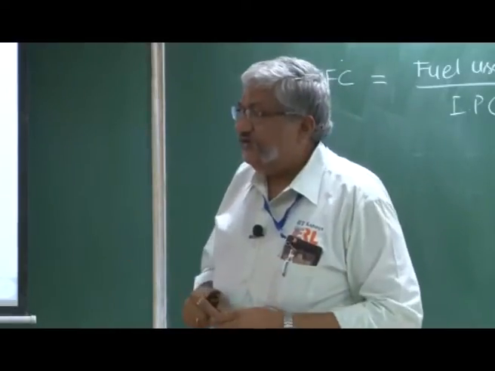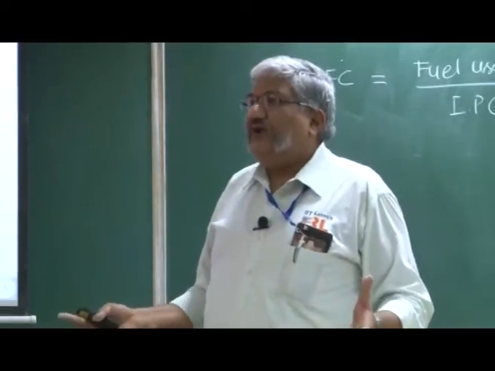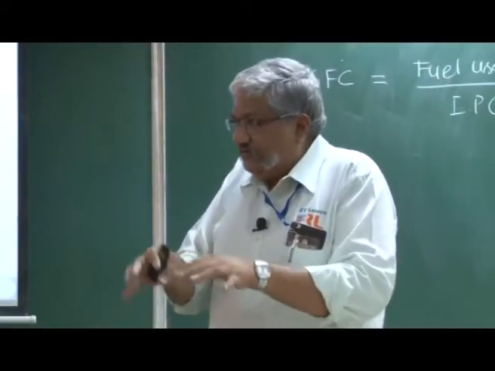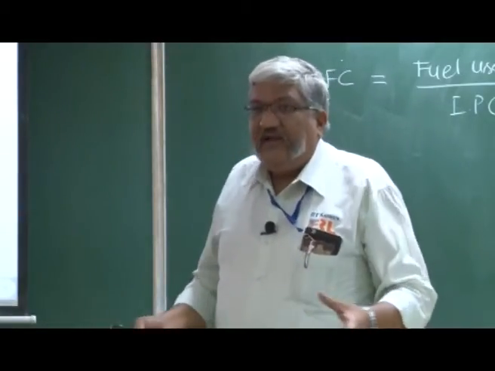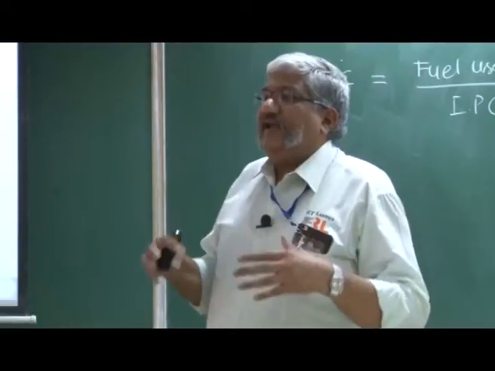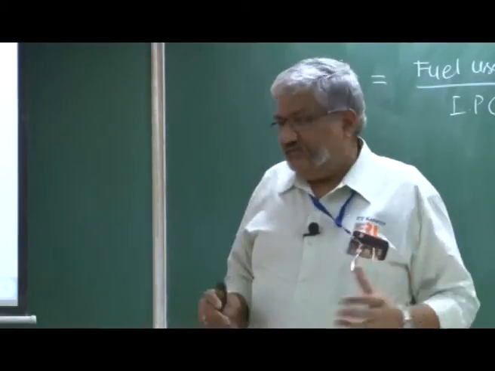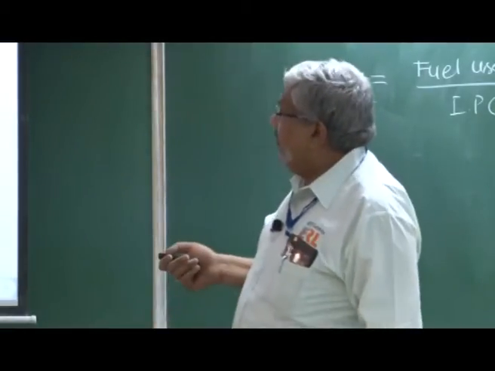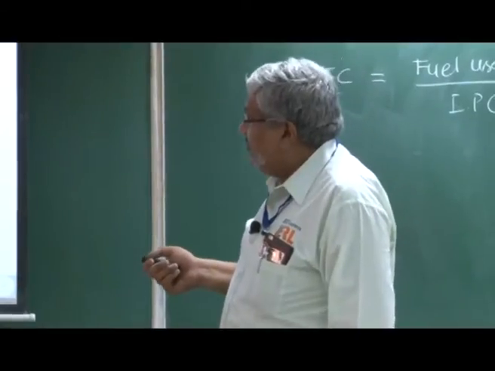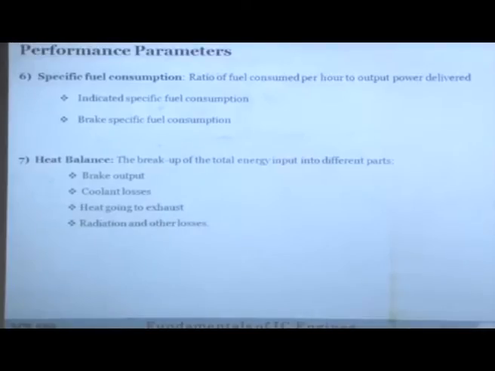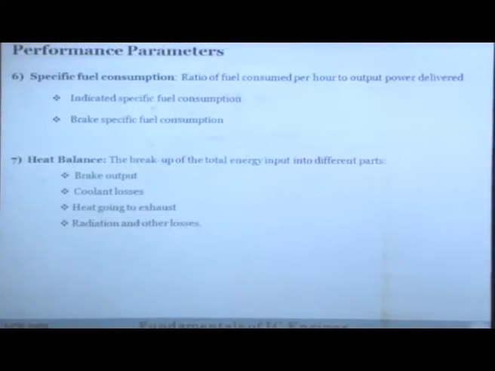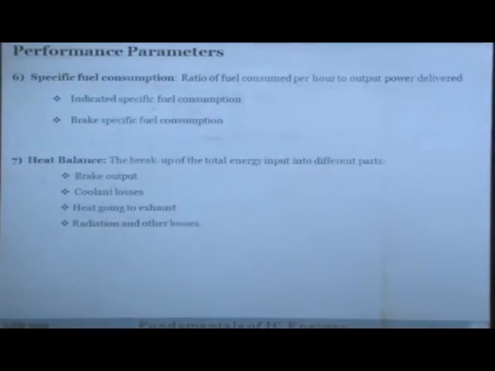You can't estimate it. So what you do is you account everything that you cannot account for very accurately and call that friction and unaccounted losses, and that's about 10 to 15% of the total. So there is a brake power output, there is a coolant loss, there is heat going to exhaust, there is friction and unaccounted losses, radiation losses, everything put together. So these are the 4 main headings where the fuel energy is actually used in an engine.